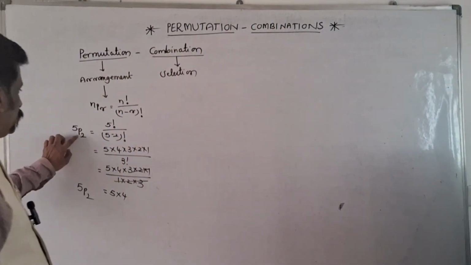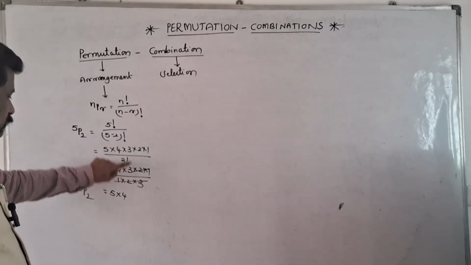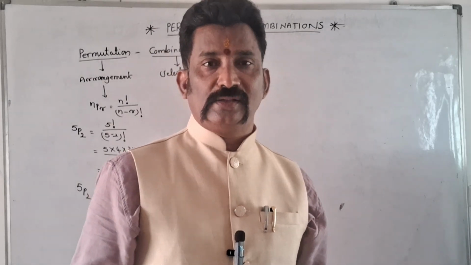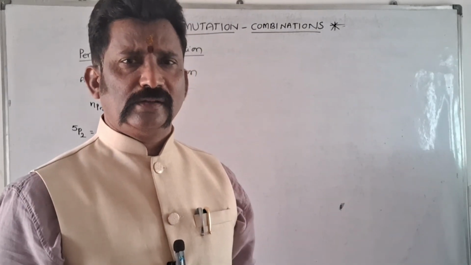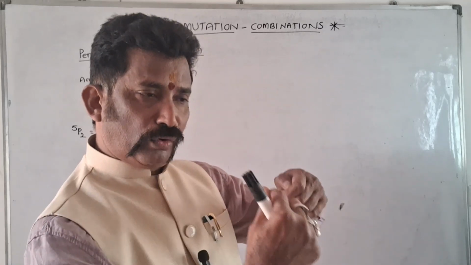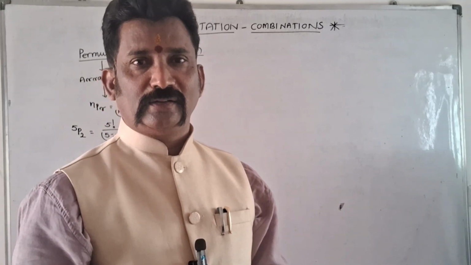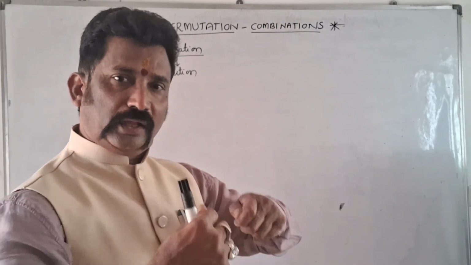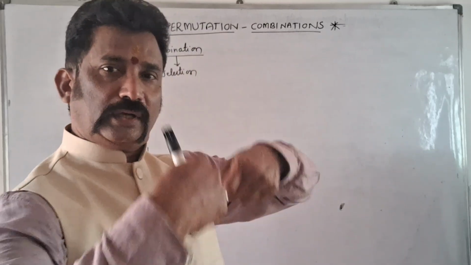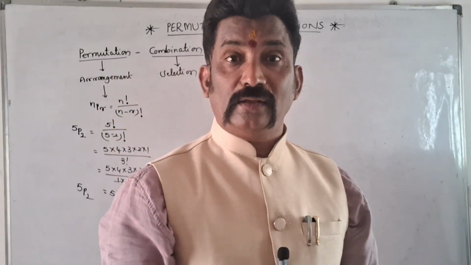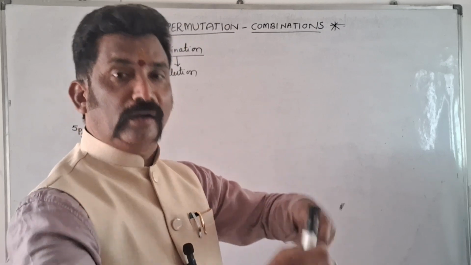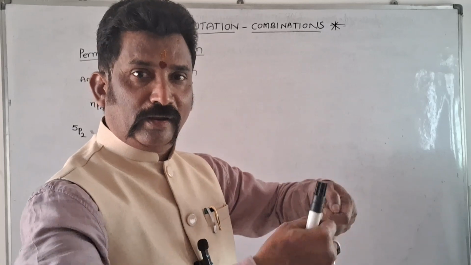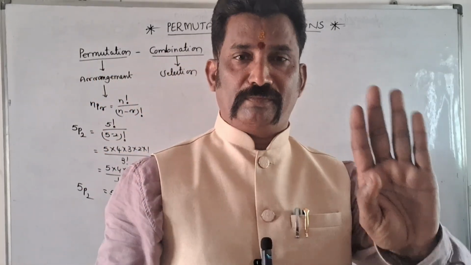So 5P2 is equal to 5 factorial by 5 minus 2 factorial. After simplification, what do we get? 5 into 4. With respect to my method, it is a very simple method: 5P2 is equal to 5 into 4, 2 factors. Now the next one is 5P3, 5 into 4 into 3, enough. Next one is 100P3, 100 into 99 into 98. 1000P3, 1000 into 999 into 998. 3 factors, enough.